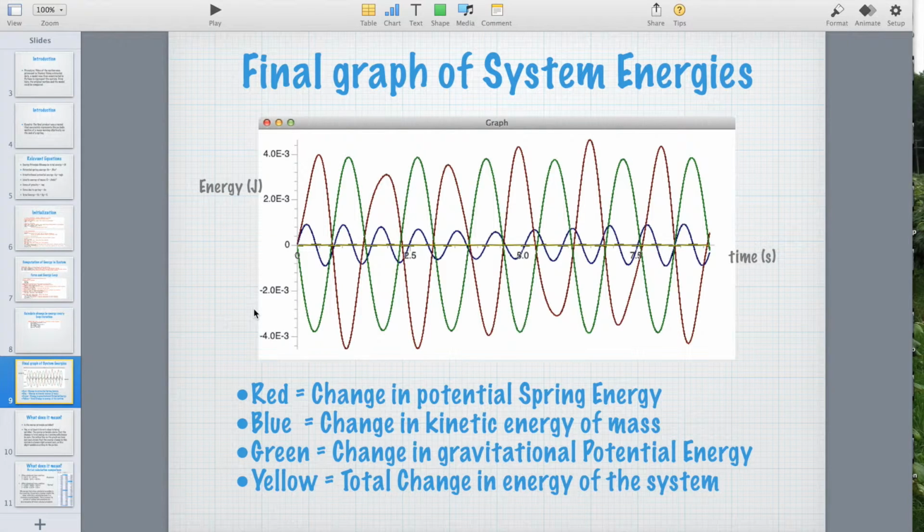Now we can analyze the data from the model. Here we see that the red line is the change in potential spring energy, the blue line is the change in kinetic energy, the green line is the change in gravitational potential energy, and the yellow line is the total change in energy of the system. Note that the total change in energy of the system is just about 0.